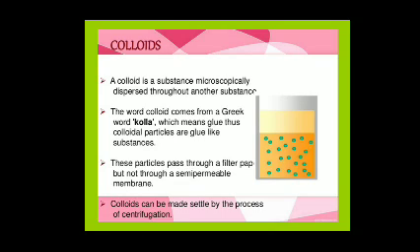A colloid is a heterogeneous system in which one substance is dispersed as very fine particles in another substance, called the dispersion medium. So, a colloid system contains two components: the dispersed phase and the dispersion medium.